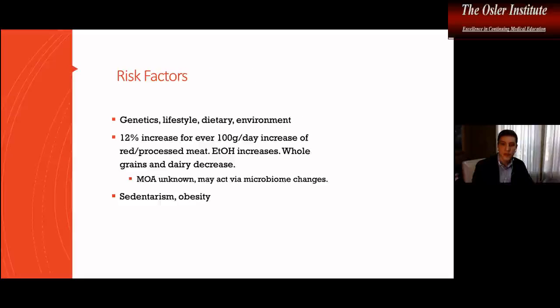Some of the risk factors: genetics, lifestyle, dietary, environment, these all play some part in increasing the risk. There's about a 12% increase for every 100 gram per day increase of red or processed meat. Alcohol has also been shown to increase your risk of colorectal cancer. Whole grains and dairy are found to decrease it. The mechanism of action is unknown. It may act via microbiome changes. There's some idea of maybe some microinflammatory processes that over long periods of time can lead to increased cell turnover and possibly increased risk of cancer. This is an area of a lot of study currently, trying to find other ways to mitigate the risk of colon cancer. Also sedentarism and obesity.